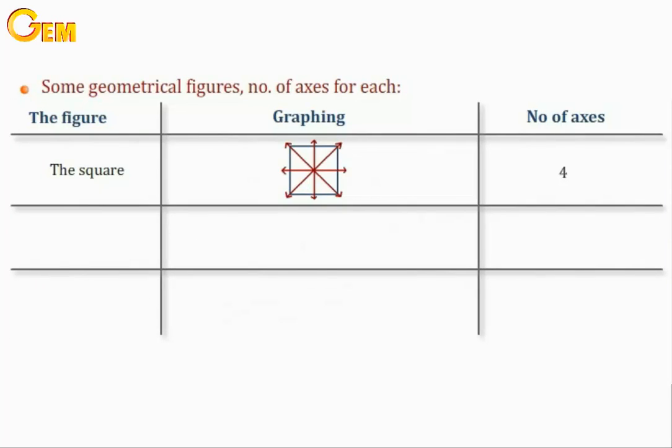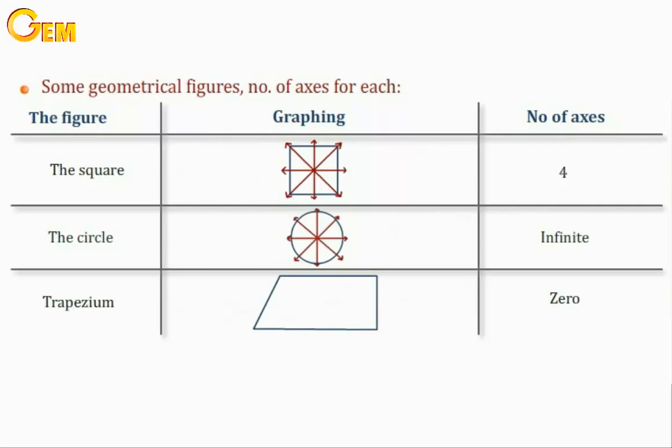The square. Graphing the figure is as shown. Number of axes of symmetry is 4. The circle. It is graphed as shown. Number of axes is infinite.